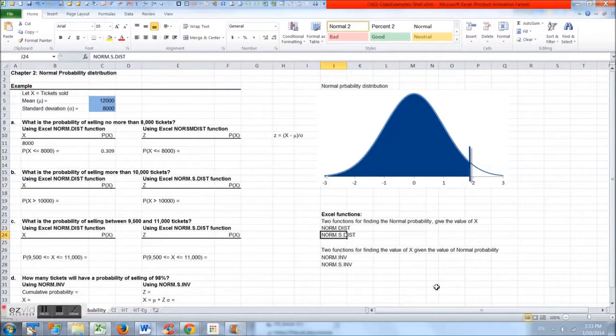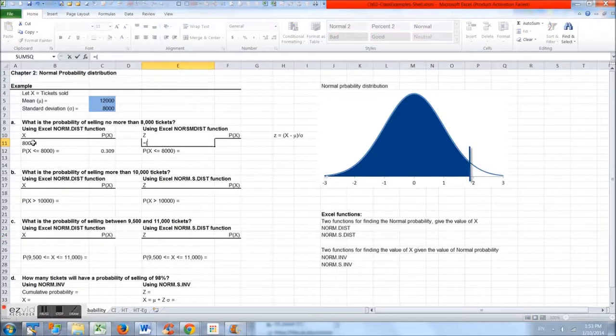Then we can use norm.s.dist. That s here stands for standard normal. So first we find the z, which is equal to x minus the mean mu divided by the standard deviation. Again, let's go ahead and format this and align it properly.